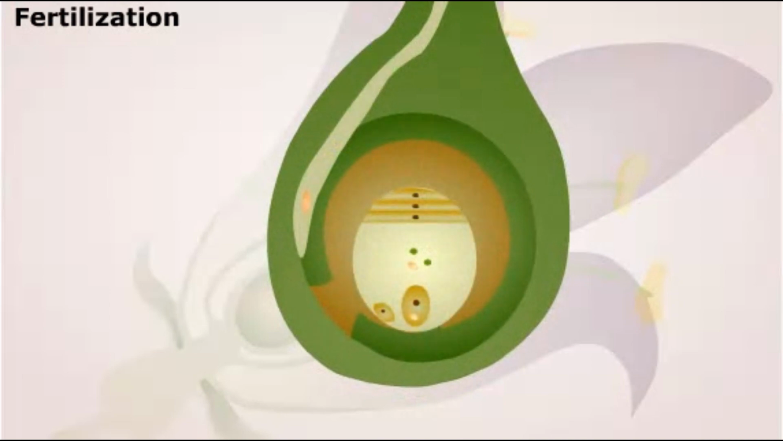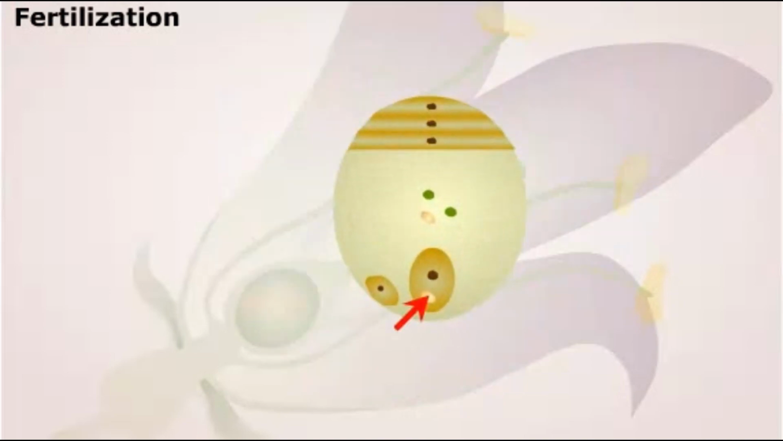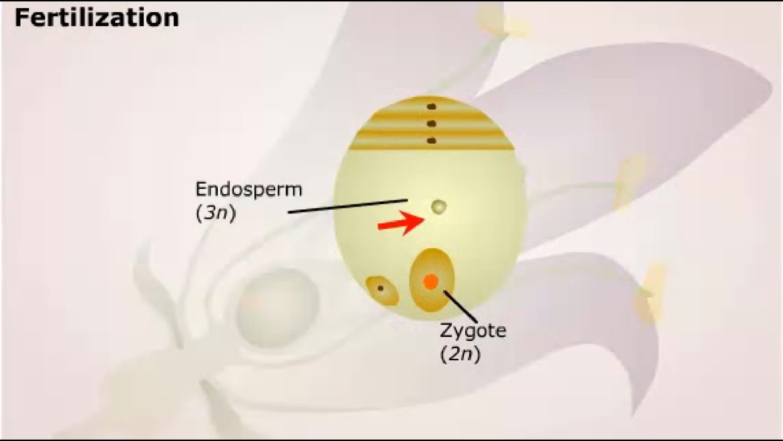A double fertilization then takes place. One sperm nucleus fuses with an egg nucleus to form a diploid zygote. The other sperm nucleus fuses with the nuclei of the mother cell to form the endosperm, a nutritive tissue. Now that we've seen how fertilization occurs, let's see how the zygote develops into a new plant.